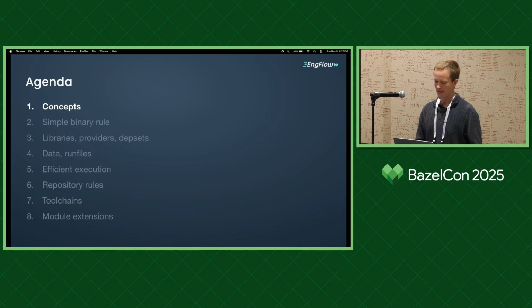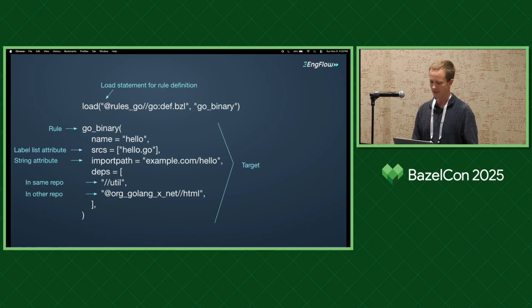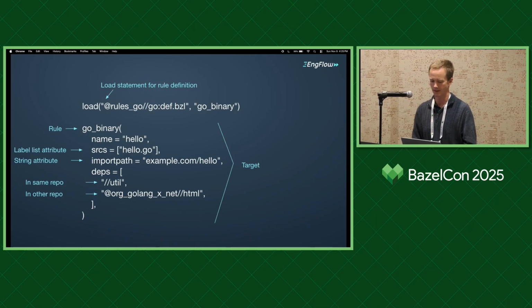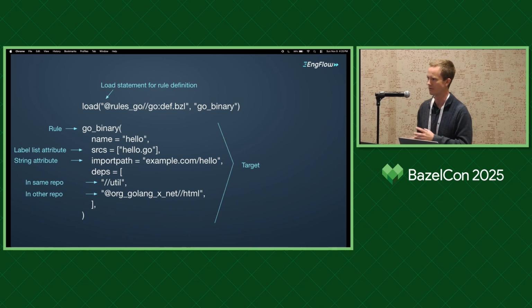All right, so concepts. Everyone's seen a build file before, right? We have our load statements, our rules, our targets. I'm going to try to be careful here to say the rule is the type of thing. So the rule is like the Go binary, and the target is an individual instance of a rule. I have been kind of sloppy, and I think the Bazel documentation has been a little sloppy about the distinction between rules and targets.